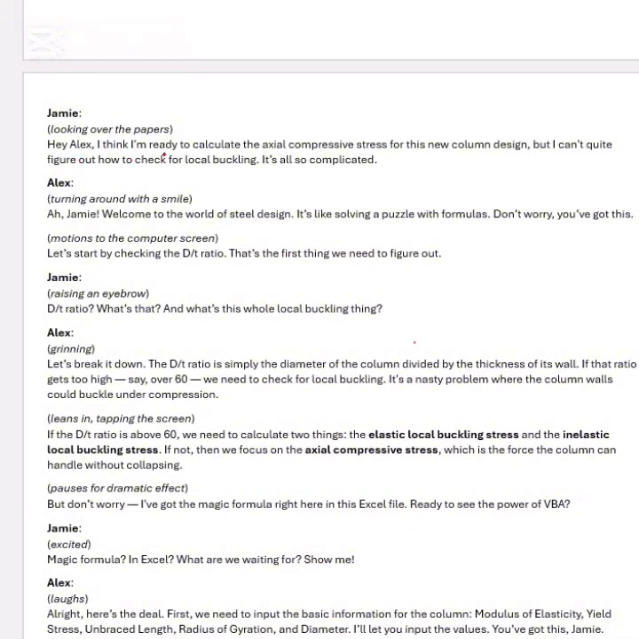Hey Alex, I think I'm ready to calculate the axial compressive stress for this new column design, but I can't quite figure out how to check the local buckling. It's also complicated. Hi Jamie, welcome to the world of steel design. It's like solving a puzzle with formulas. Don't worry, you got this. Let's start by checking the d/t ratio. That's the first thing we need to figure out.